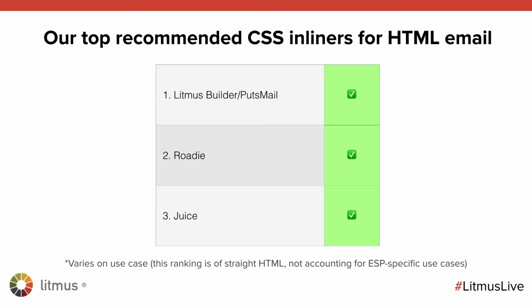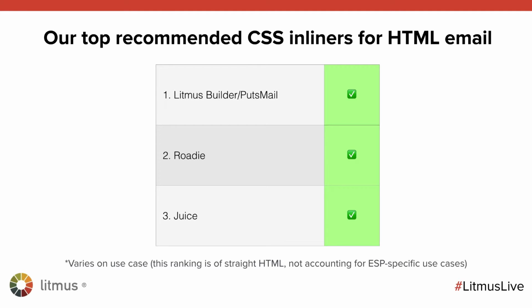So if I had to recommend it, just based on my experience, because I've worked with every single one of these inliners, just sort of the top inliners for HTML email, I'd recommend using Litmus first, for Litmus Builder or PutsMail, and then getting into the open source inliners, Roady and then Juice would be the top two that I think about. So these are the ones that I recommend the most.